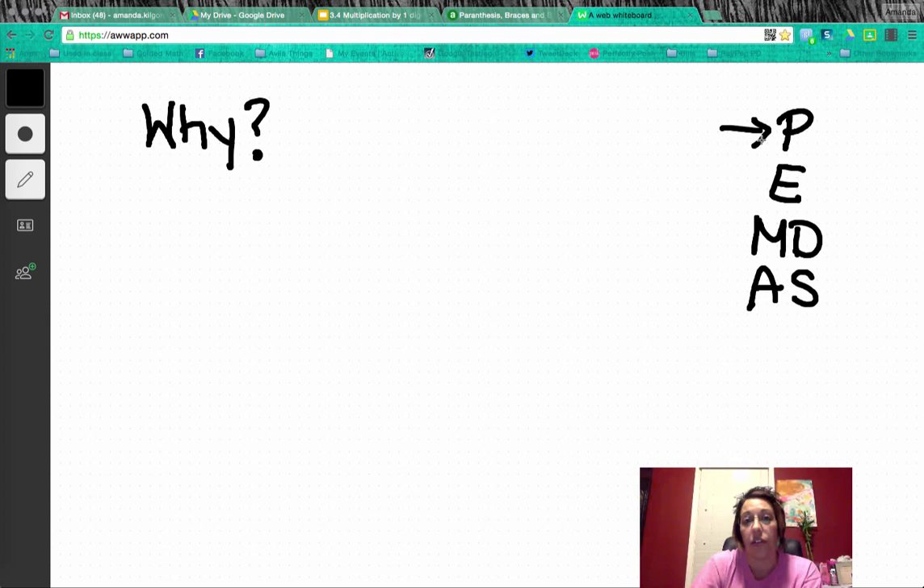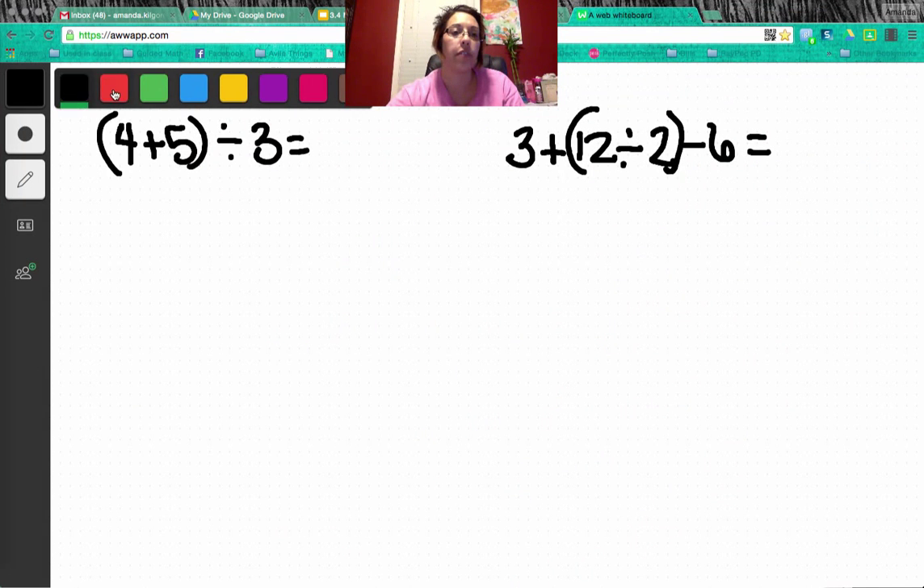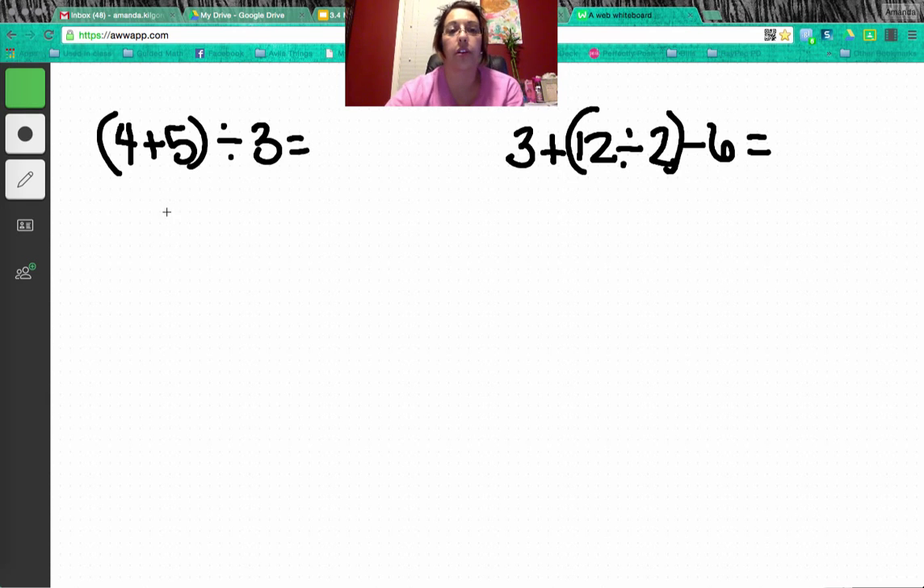Now they're important to a long expression because parentheses, brackets, and braces tell us the order in which to solve the problem. If we didn't have them, oftentimes we would work a problem very differently. So let's pull up a few problems here and see how parentheses, brackets, and braces would change our work. Okay, so here are a few practice problems that we're going to work together and really look at the parentheses in the problems. So our first problem is 4 plus 5 divided by 3.